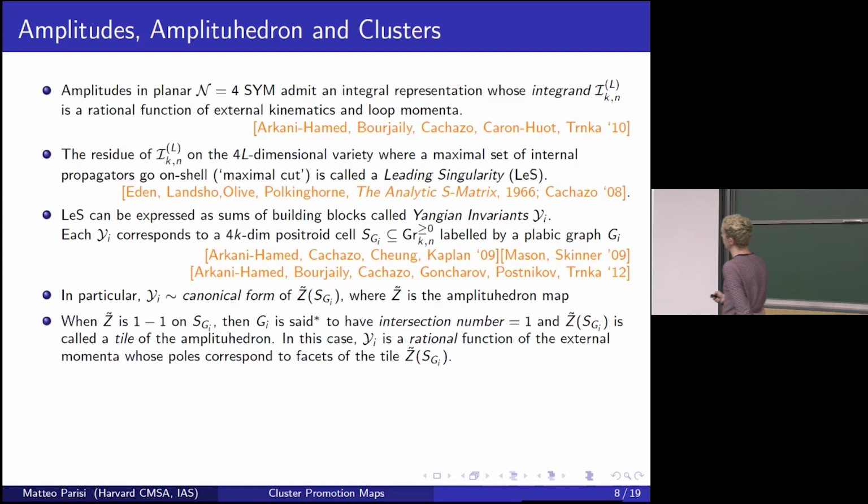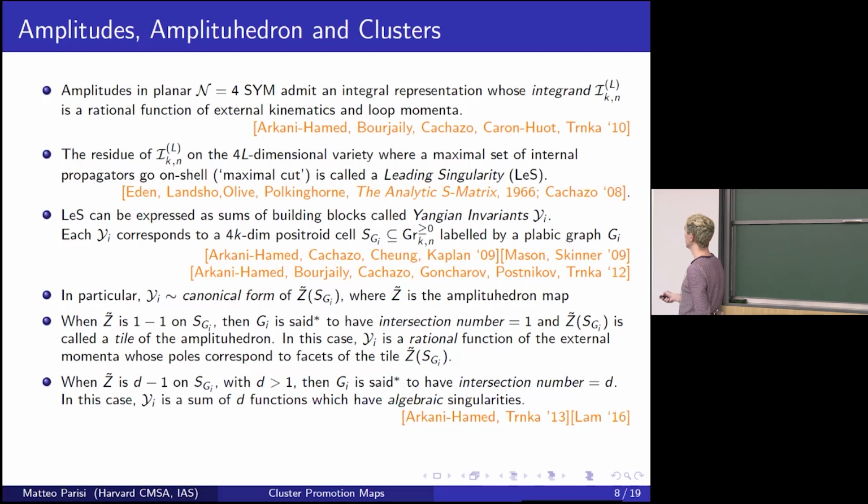But in general, we also want to mention that when the Z-tilde map, the amplituhedron map, is injective on the positroid cell, we say that the plabic graph has intersection number 1, and basically the image of the positroid cell is a tile of the amplituhedron. In this case, the Yangian invariant associated to this positroid cell is a rational function of external momenta, and the poles of this rational function are facets of our tile.